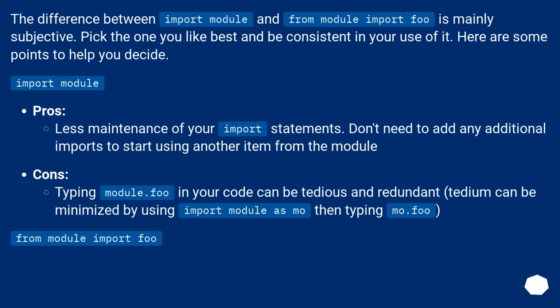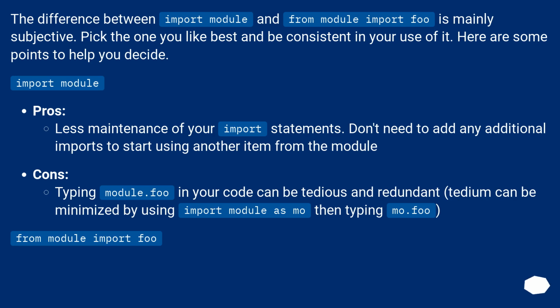The difference between import module and from module import foo is mainly subjective. Pick the one you like best and be consistent in your use of it. Here are some points to help you decide. Import module. Pros: less maintenance of your import statements. Don't need to add any additional imports to start using another item from the module. Cons: typing module.foo in your code can be tedious and redundant. Tedium can be minimized by using import module as mo, then typing mo.foo.